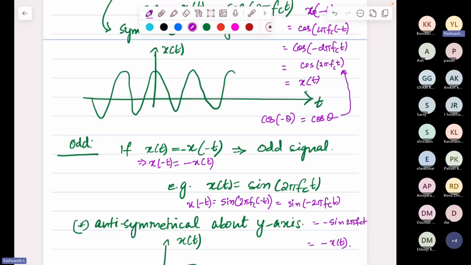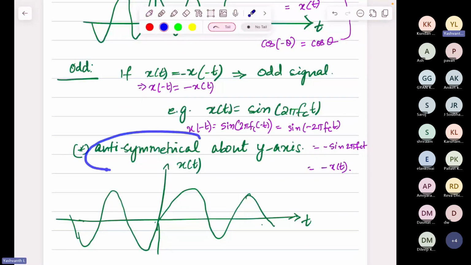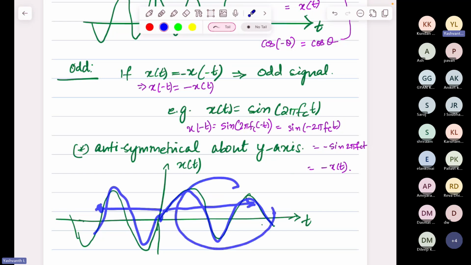Correct? So essentially, these kinds of signals are anti-symmetrical about the y-axis. That is, if I take the mirror image of the positive t-axis portion, the mirror image will be exactly the flipped version of the actual signal. It is not symmetrical, but anti-symmetrical about your y-axis. These types of signals are called odd signals.